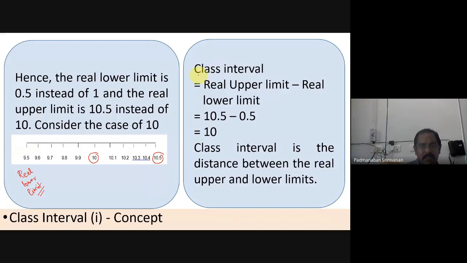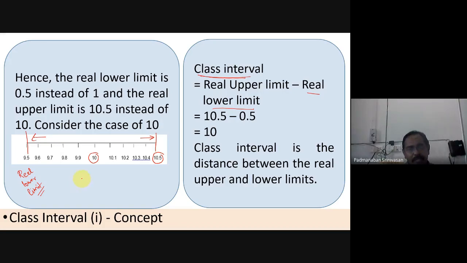What is class interval? This is a concept. If you subtract the real lower limit from the real upper limit, then that arrived value you call class interval. And the definition is at the bottom. Class interval is the distance between the real upper and lower limit. What you see, this distance is called class interval. Starting from here to here, we call it class interval.